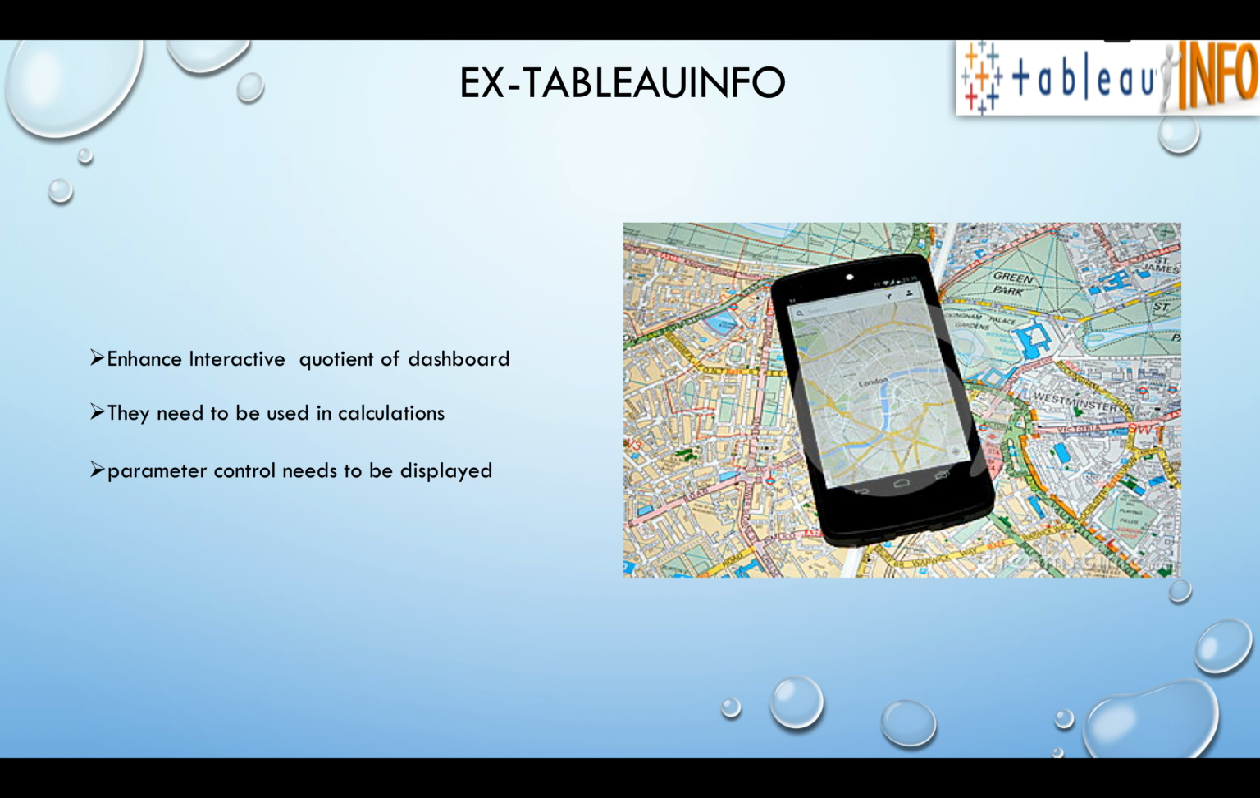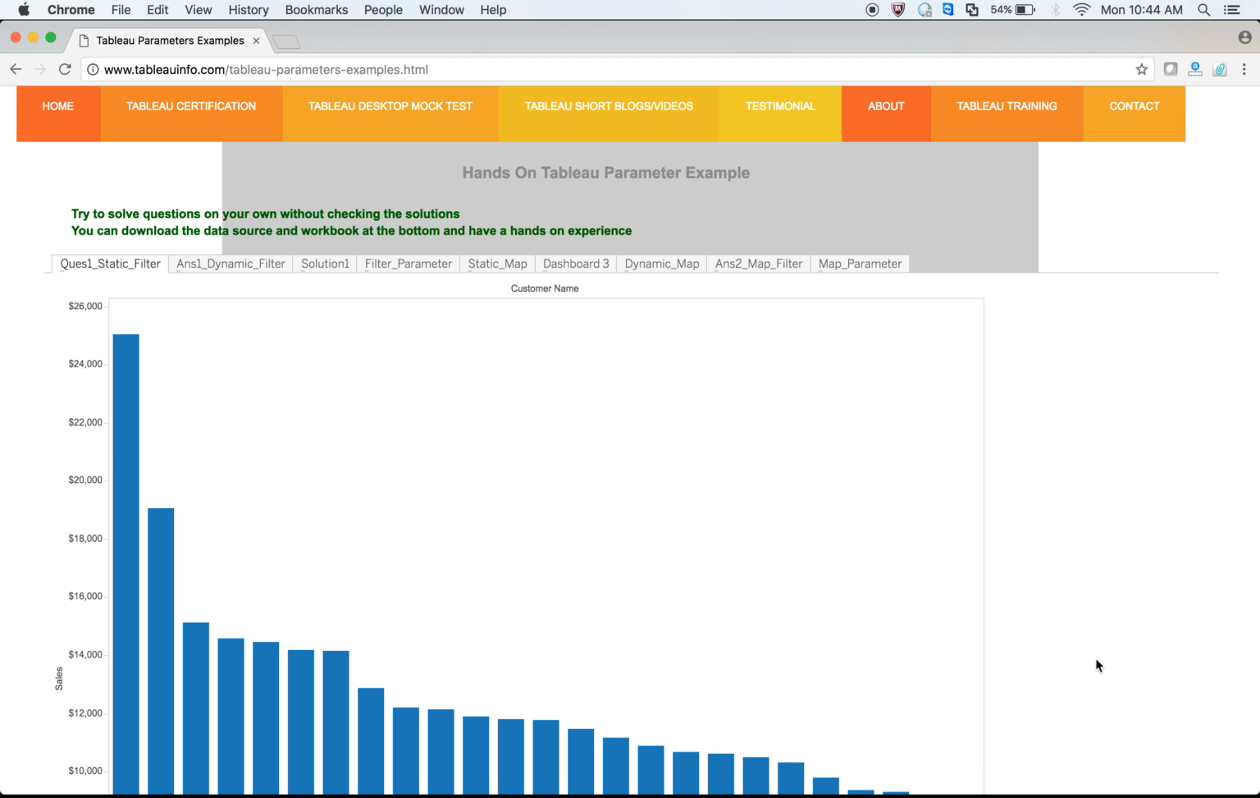Oh, the P is small. Anyway, please forgive me for that. But the parameter control obviously needs to be displayed. When you create a parameter, you right-click on it and choose the display option for that parameter. So let us go to that particular example.